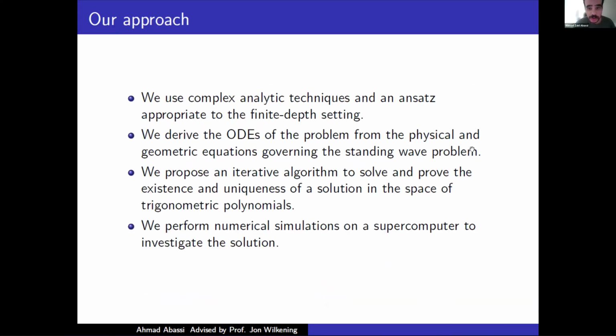So we take the following approach. We begin by augmenting the complex analytic techniques and ansatz used in the infinite depth setting to an appropriate finite depth generalization. We derive the ODEs governing the Stokes coefficients that are dictated by the physics and the geometry of the standing wave problem in finite depth. We then propose our iterative algorithm to solve the system recursively, and through the algorithm we exhibit existence and uniqueness of the solution in the space of trig polynomials of a specific form through an inductive argument that follows our algorithm, and we conclude with our numerical simulations on a computer.